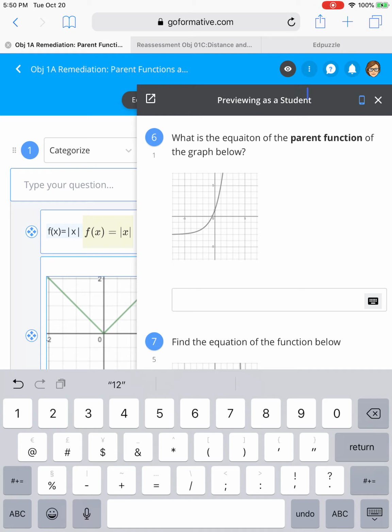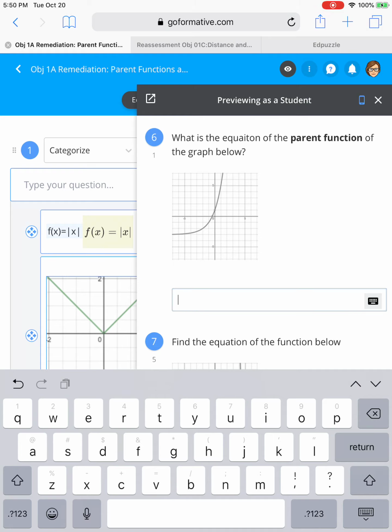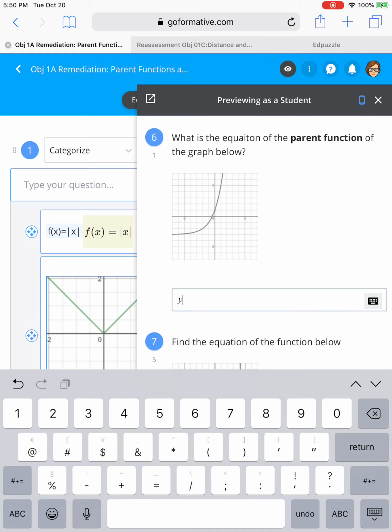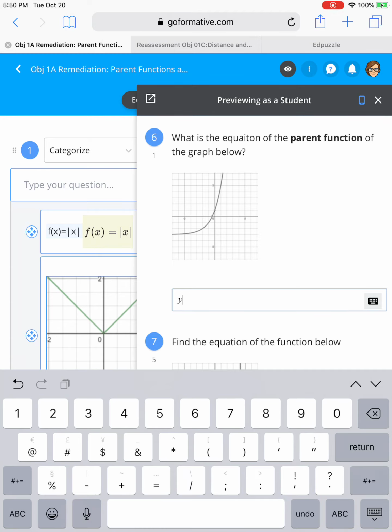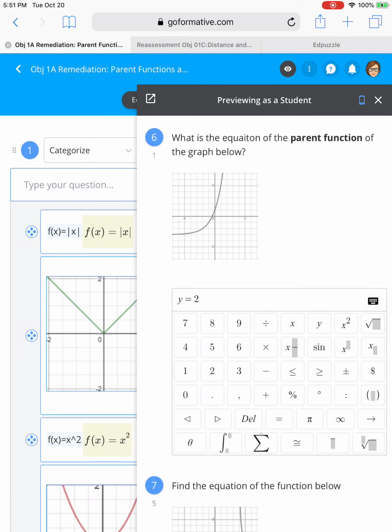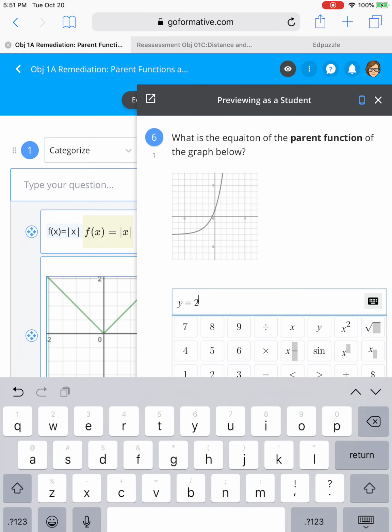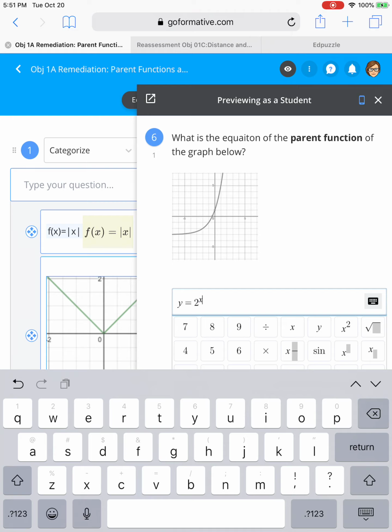Okay. What's the equation of the parent function of the graph below? So you're just looking for the parent function. It's an exponential. So y equals, let's say, and we don't really know what the exponential is, equal to 2. And then we look for a little caret symbol. Actually, it's here. 2 to the x power.